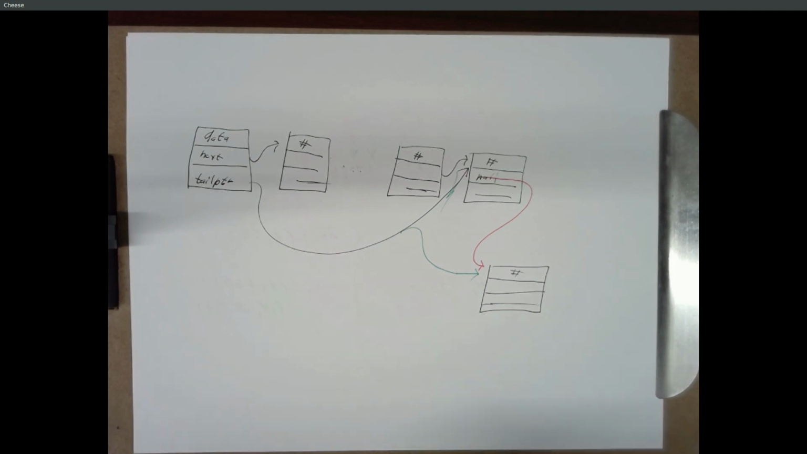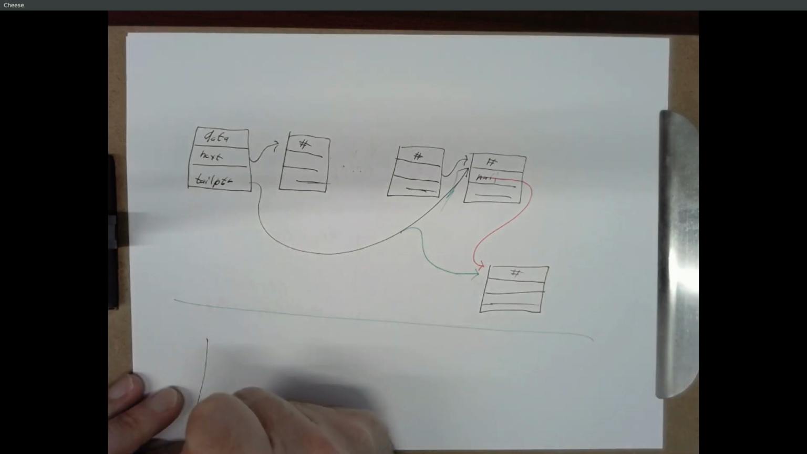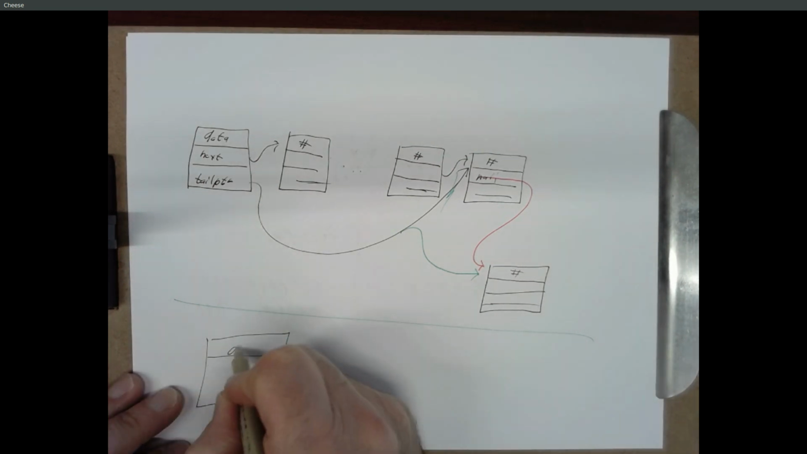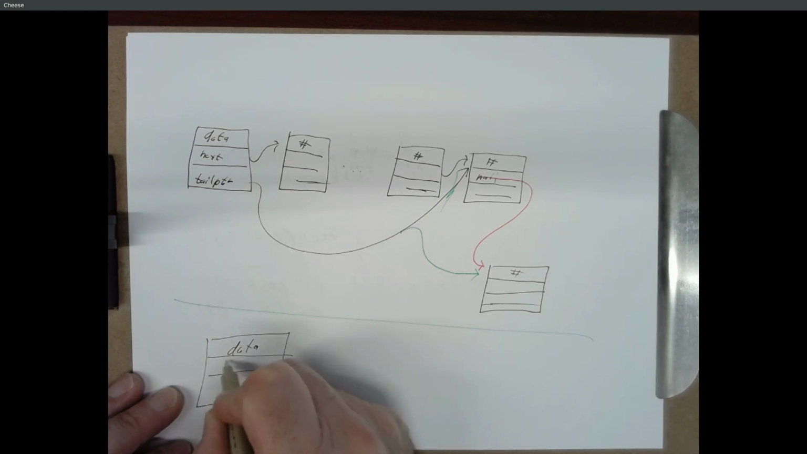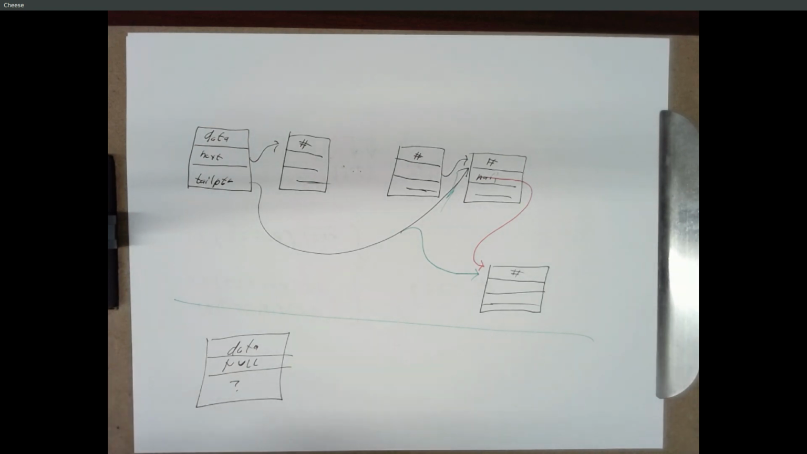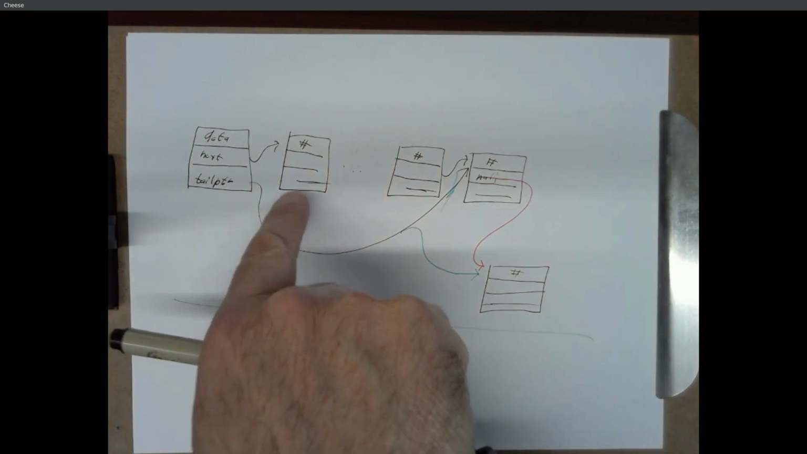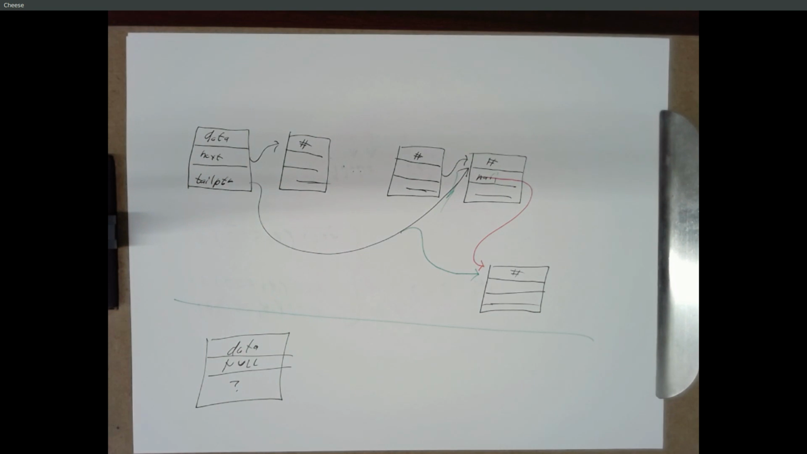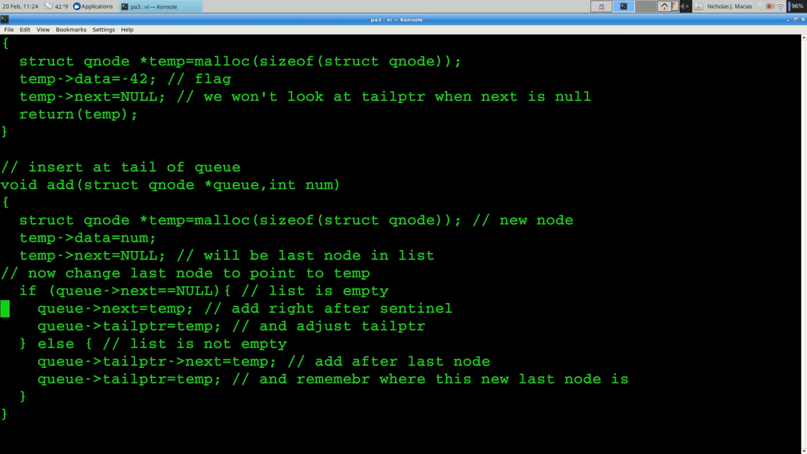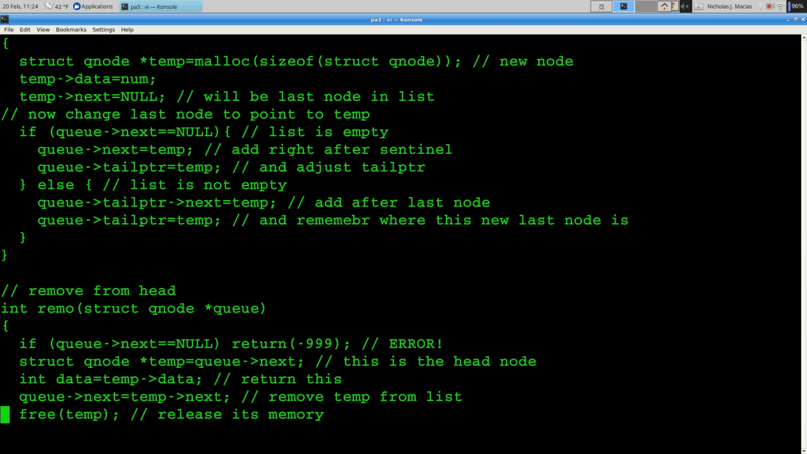The one exception to this, though, is if your list is empty. So I have some arbitrary data in here. An empty list, my sentinel points to null. Where should my tail pointer point? I could make it null. I could point to the sentinel, but I can't point to the last node of the list because there is no last node in the list. So this is a bit of an edge case. So there's two things that happen inside the add function.